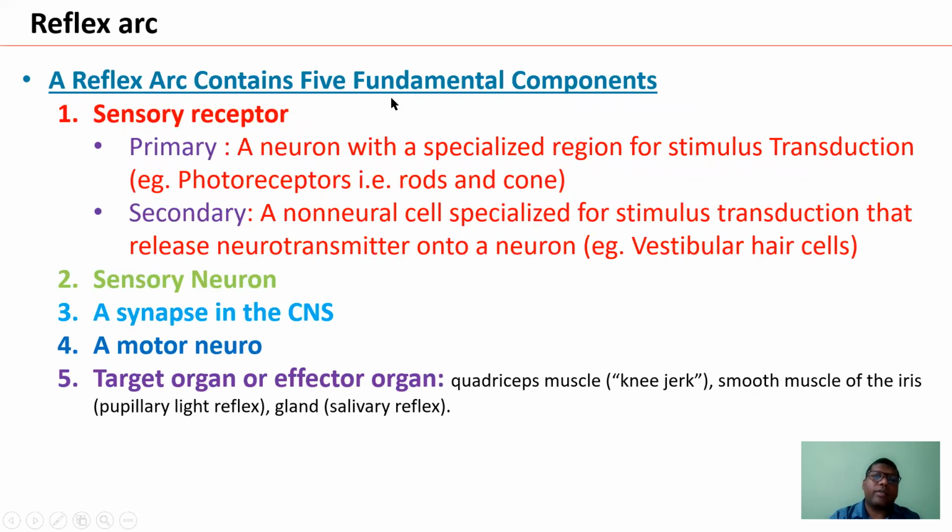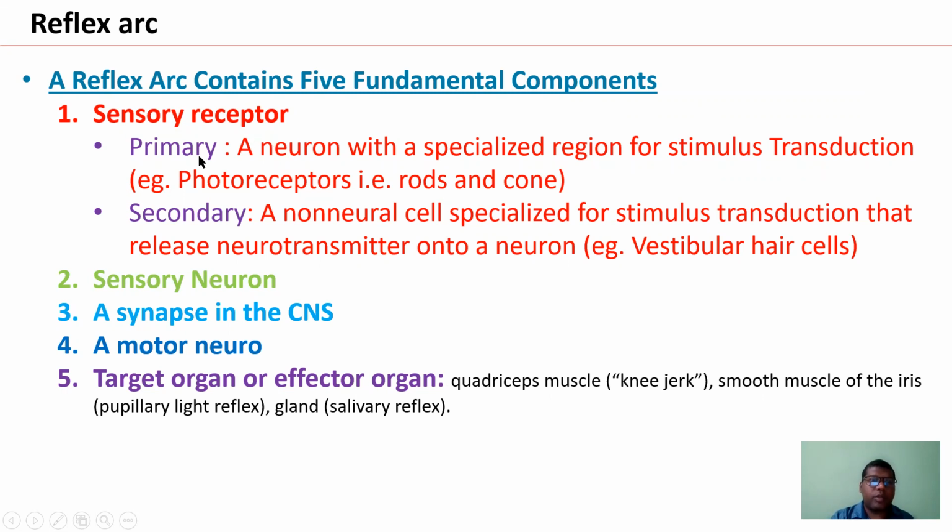Let us see the components of the reflex arc. There are 5 fundamental components: sensory receptor, sensory neuron, a synapse in the CNS, a motor neuron, then a target organ or effector organ.